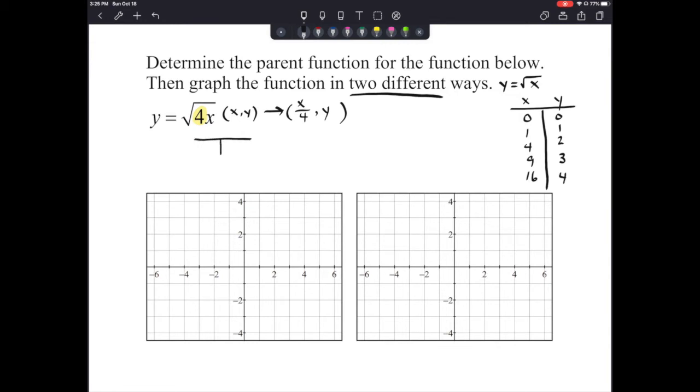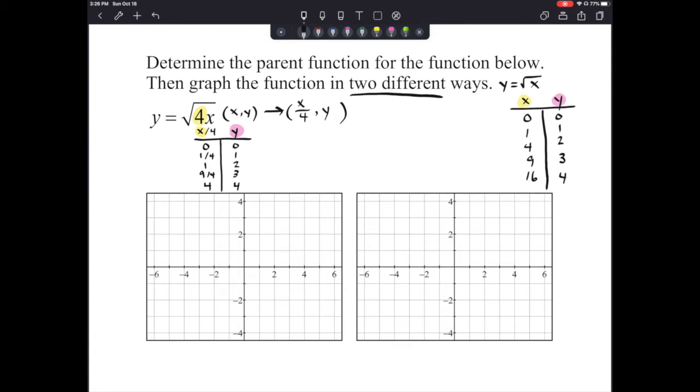Let's make a little table. We have x divided by 4 and our y's. So since our y's aren't changing, I'm going to go ahead and just copy those down. 0, 1, 2, 3, and 4. And then we're going to take each of these x coordinates and we're going to divide them by 4. So 0 divided by 4 is 0. 1 divided by 4 is 1/4. 4 divided by 4 is 1. 9 divided by 4 is 9/4. And then 16 divided by 4 is 4.